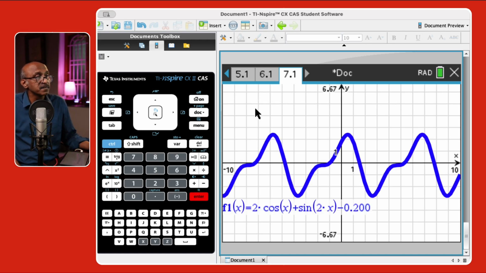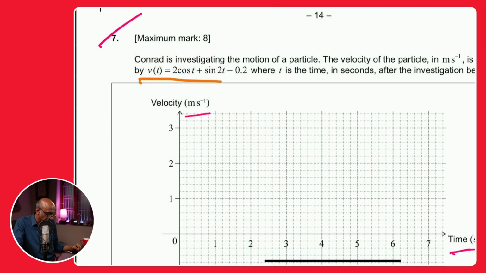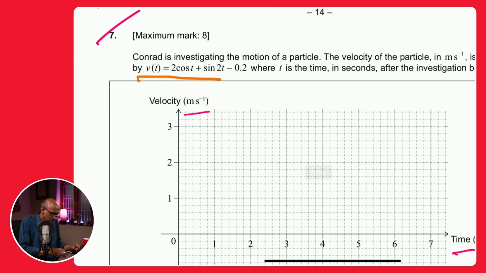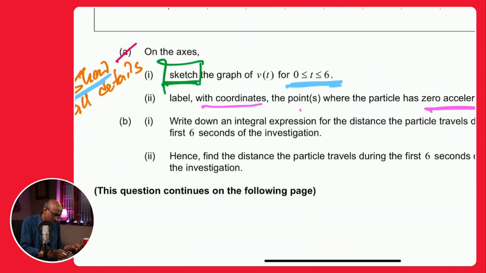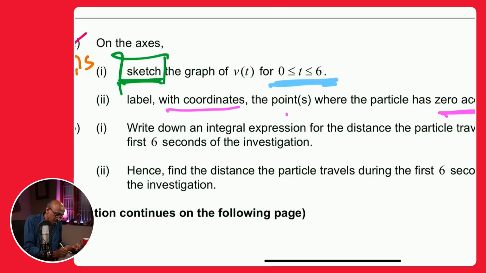And there's my graph. Now this graph is vague, right? It's got all values. When you come back to the question, it says you are supposed to graph for values between 0 and 6. This is equally important. That means do not sketch any part of the graph that is before 0.